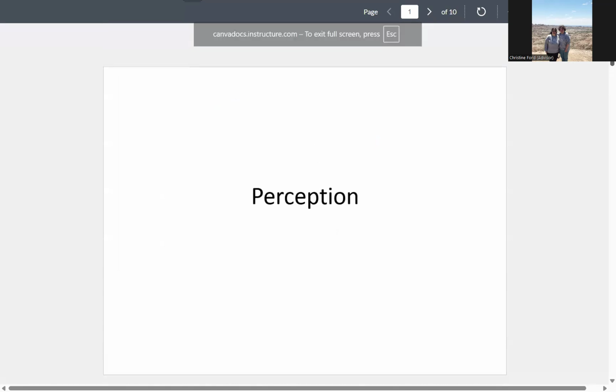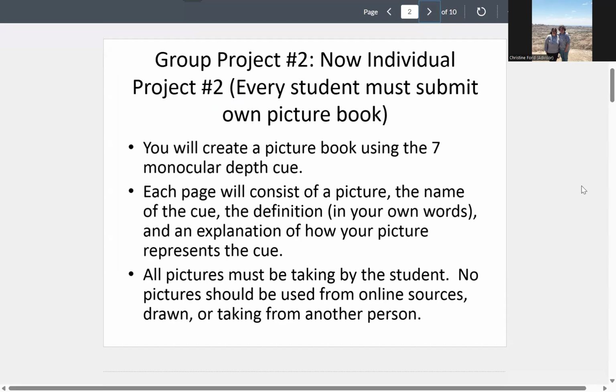Hey, everybody. Today we're going to talk about perception. And specifically, we're going to talk about an assignment that we're going to be doing within perception. So, this is an individual project. And what you will do is you will create and submit your own picture book based on the 7 monocular depth cues. So, you will be creating a picture book using the 7 monocular depth cues.